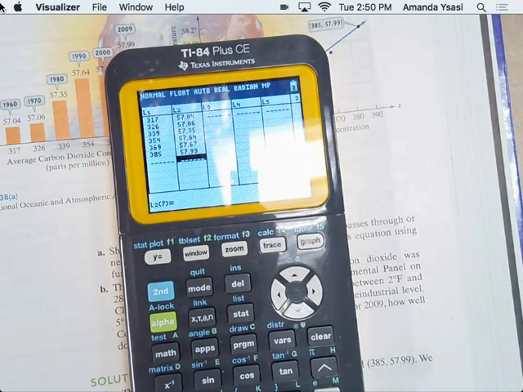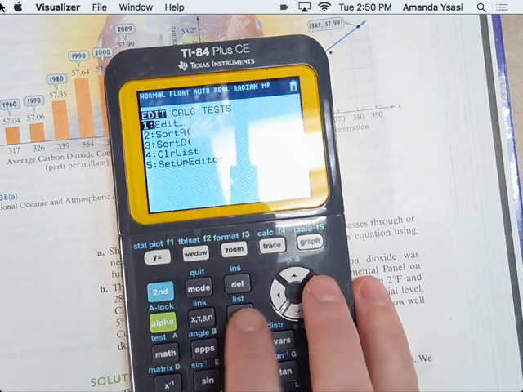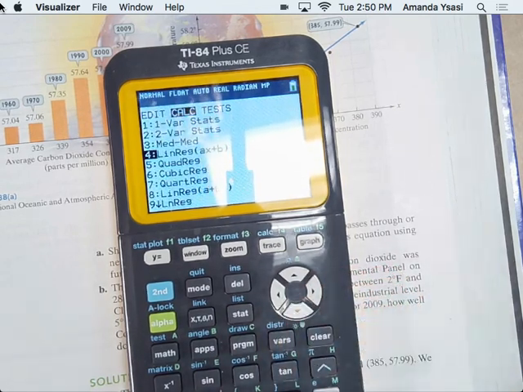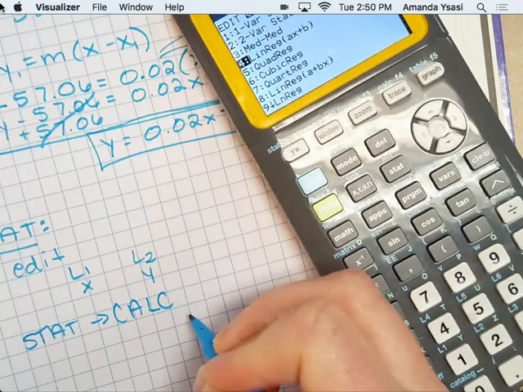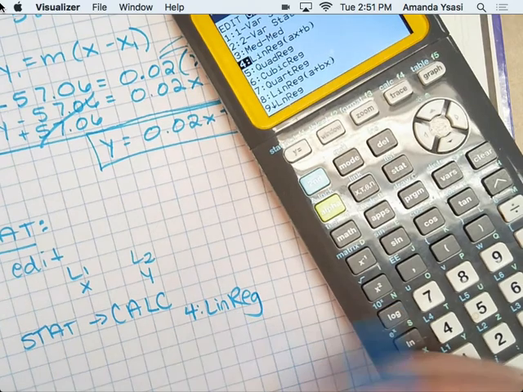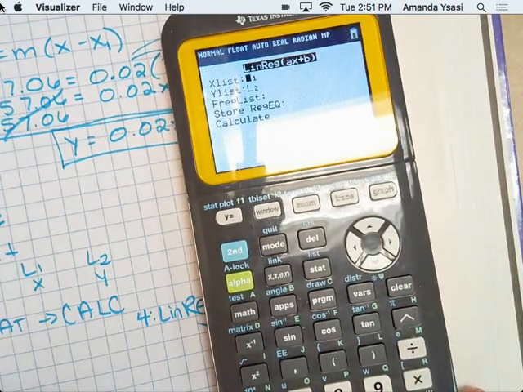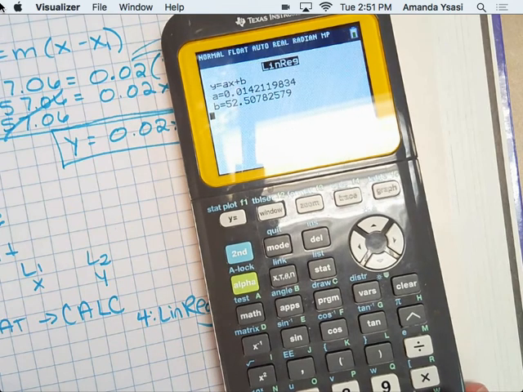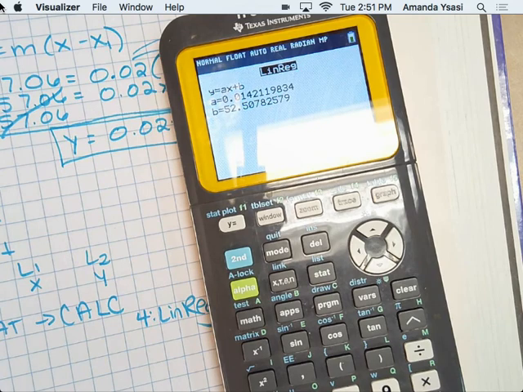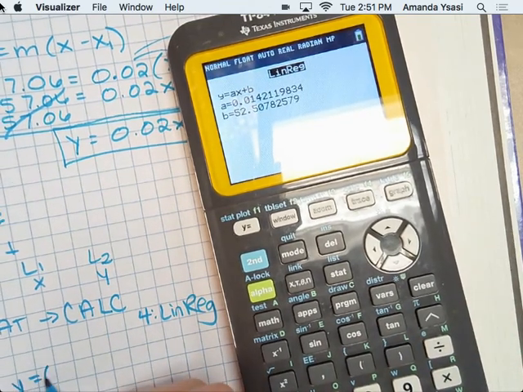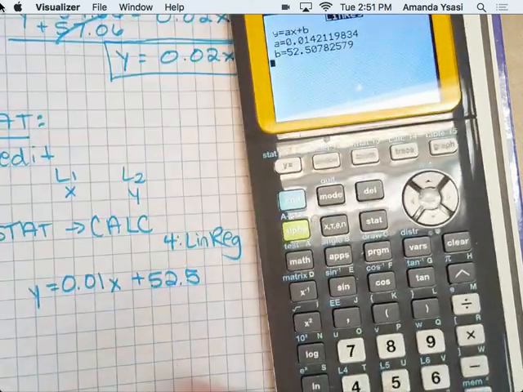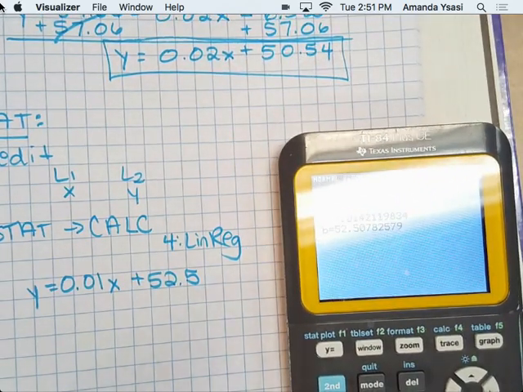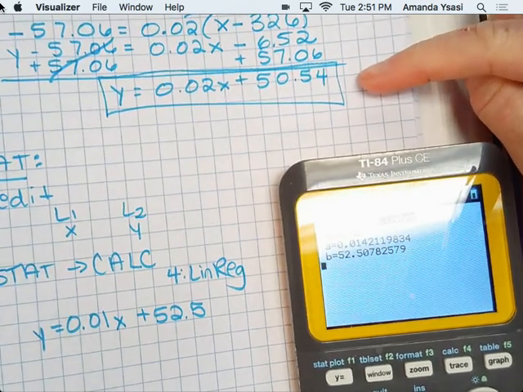Once you get your L1 and L2 in, then you go to Stat, and we're going to calculate our linear regression. Stat, over to Calc, and down to number 4, linear regression. Then you push Enter, and it calculates the equation. So this would be the exact linear regression equation, taking all of the points into account. This would be y equals 0.01x plus 52.5, which is similar to the one we found by just using 2 distinct points.